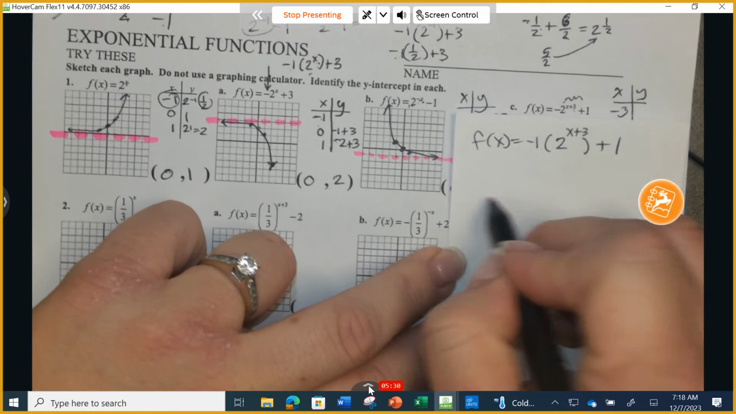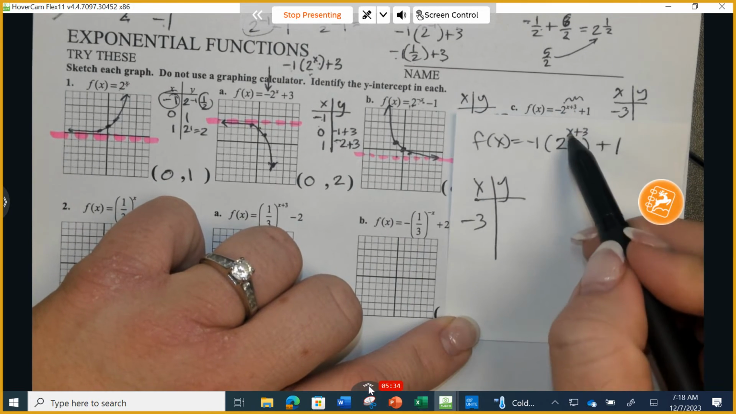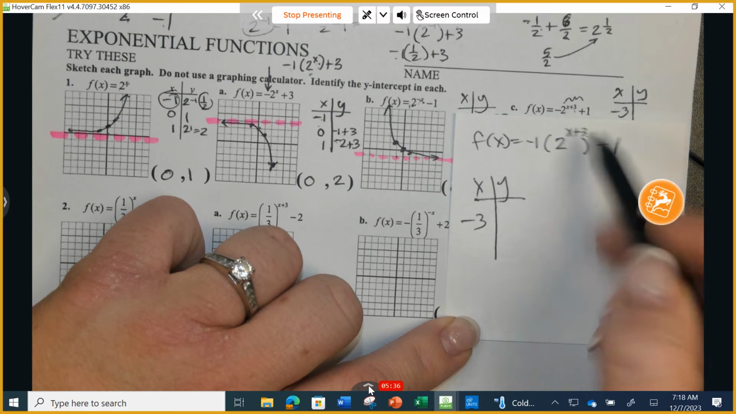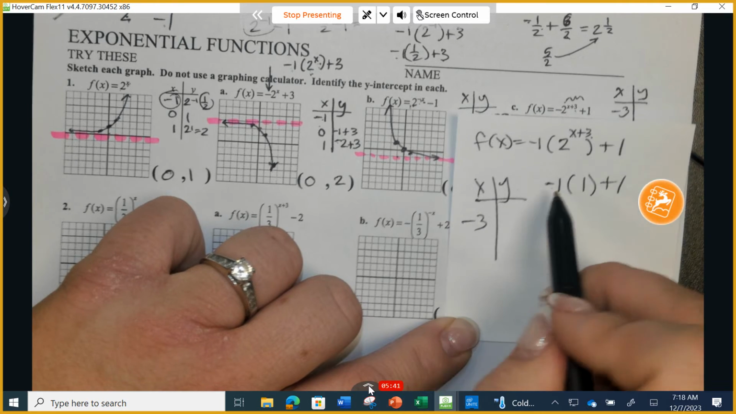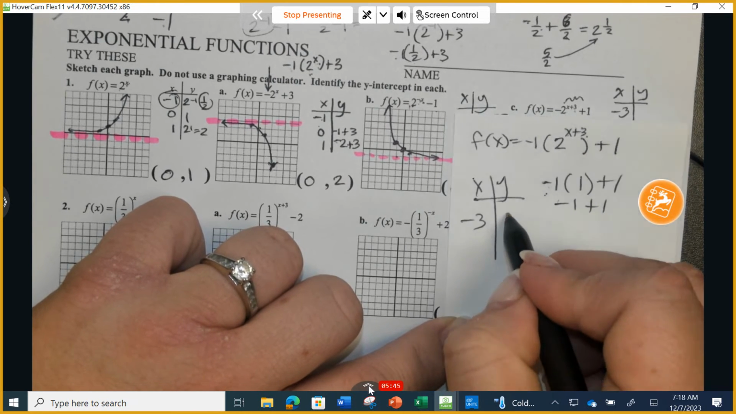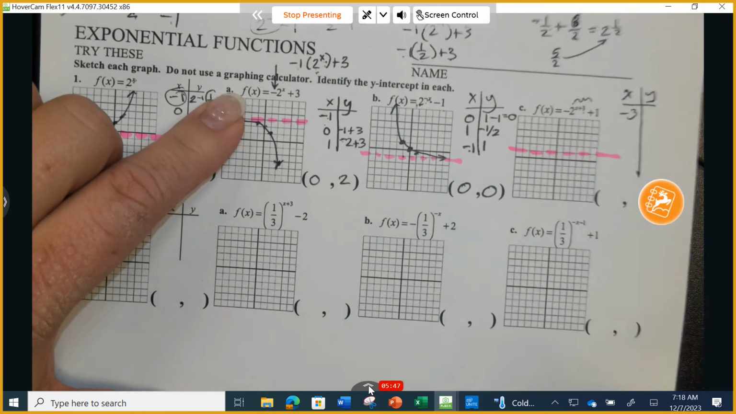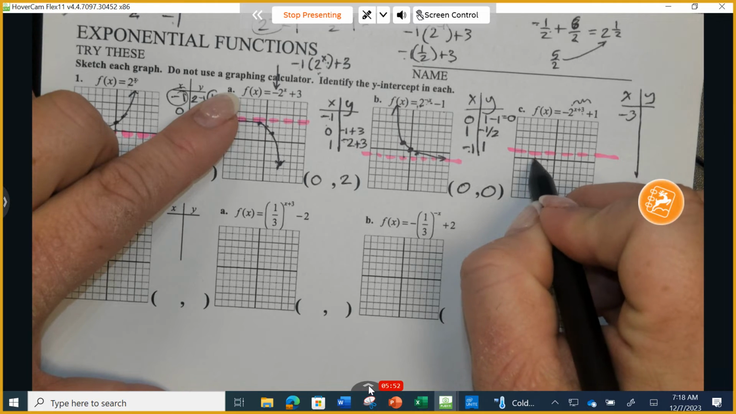So I'm going to start by plugging in a -3. The reason for that is I know -3 plus 3 is 0. So I have a -1, 2 to the 0 is 1, plus 1. I end up with -1 plus 1 is 0. So I'm going to go -3, 0. I'm going to make a dot. 1, 2, 3. Please do the same.